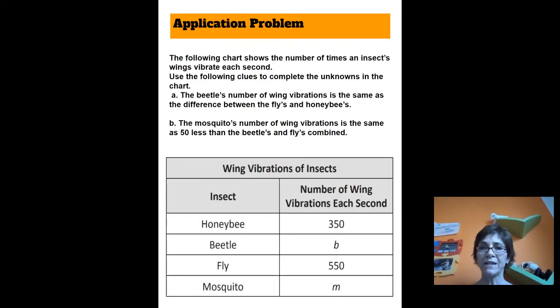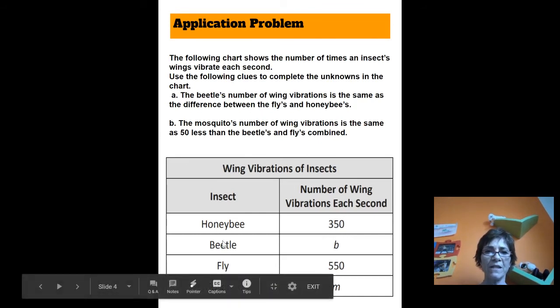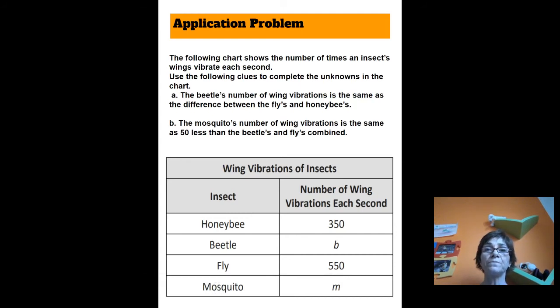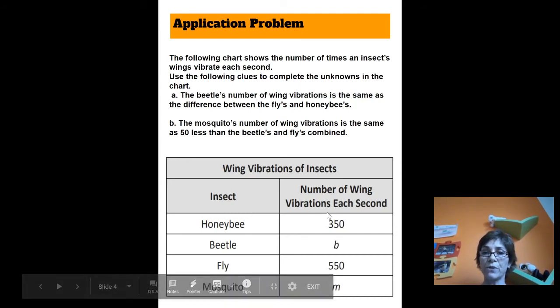All right, let's look at this problem together, and you can work together with me. The following chart shows the number of times an insect's wings vibrate each second. Okay, so think of the wings of an insect, and they vibrate each second. We have different insects here: the honeybee, the beetle, the fly, and the mosquito. And we have the number of wing vibrations per second.